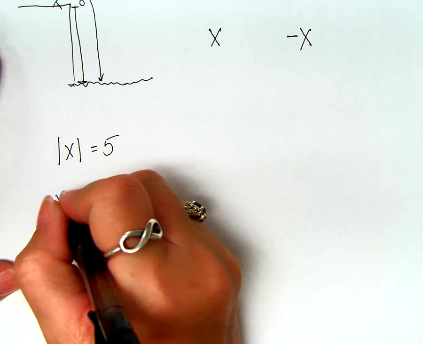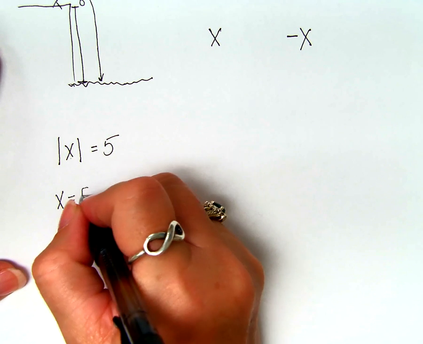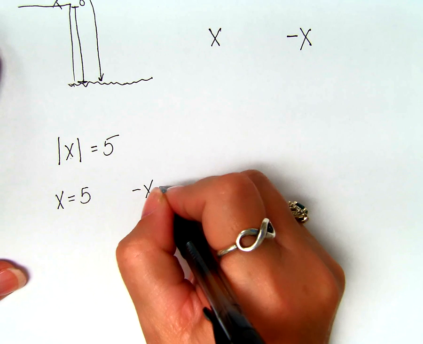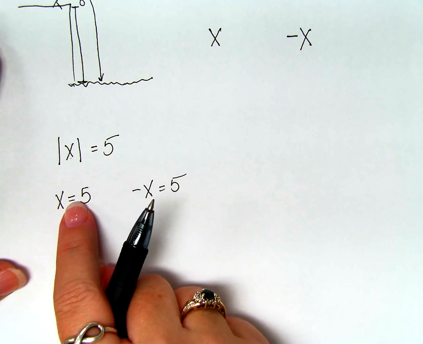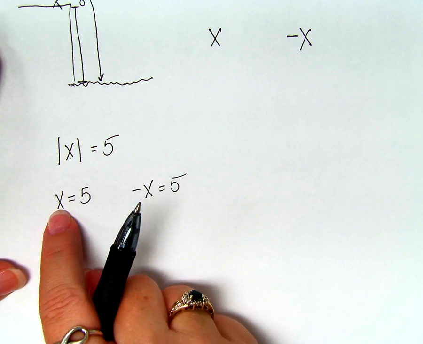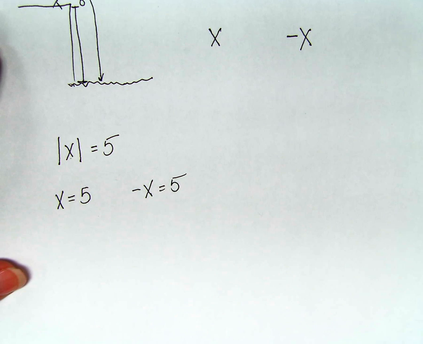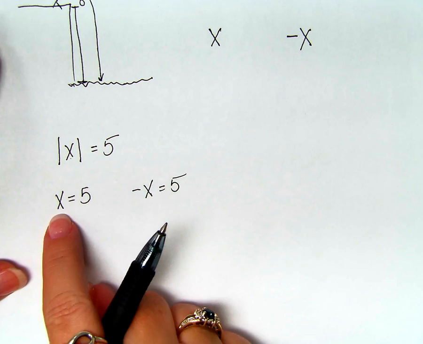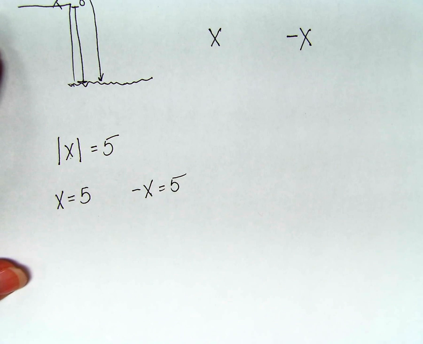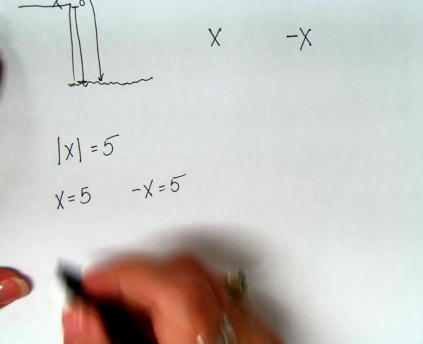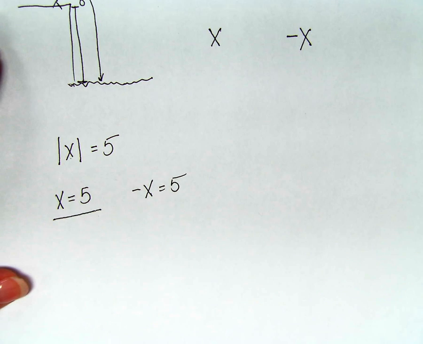So I'm going to rewrite this absolute value problem into two separate problems, making one of them positive and one of them negative. Whatever's inside the absolute value, one time is positive, one time is negative. Okay? Well, look, guys, this is already solved, isn't it?